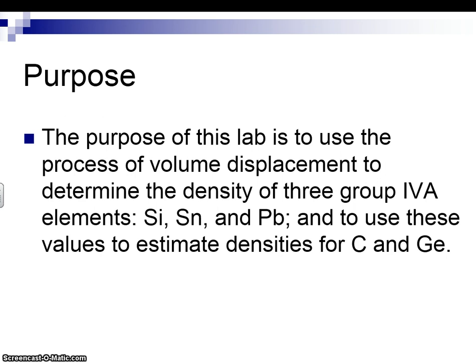We are then going to take those density values for silicon, tin, and lead and use those values to estimate densities for carbon and germanium. Note that carbon and germanium are elements in the same group as the other 3. Here are the materials that you are going to be using.